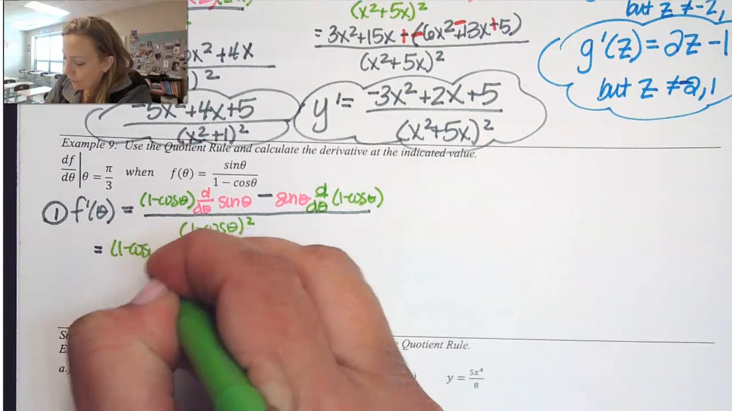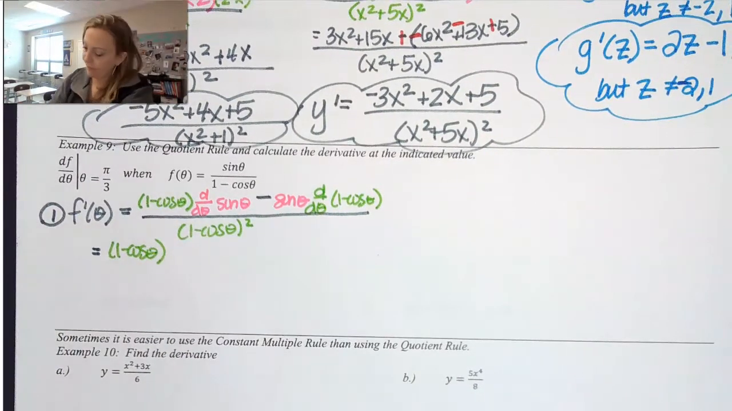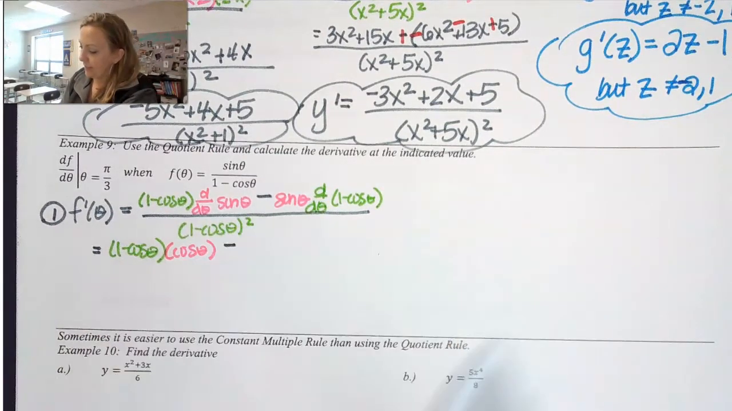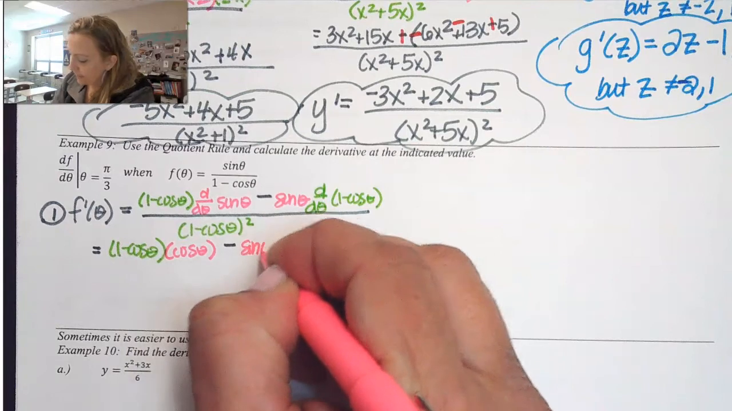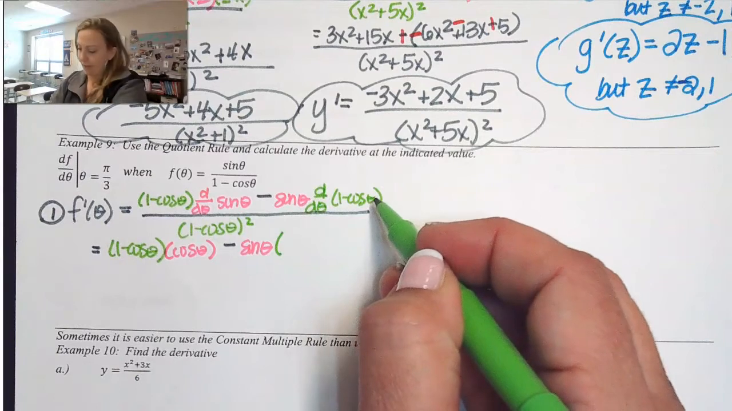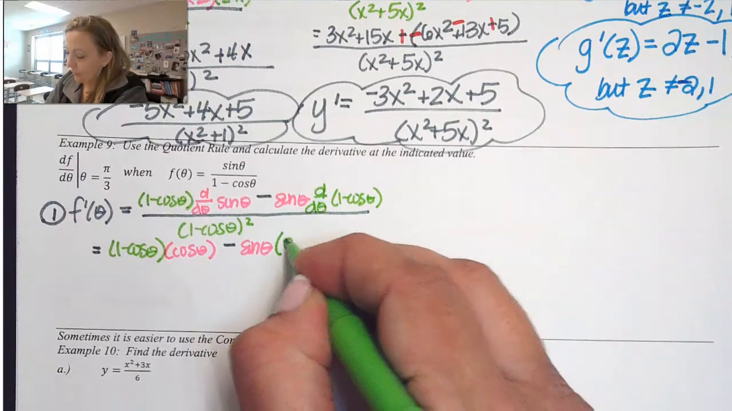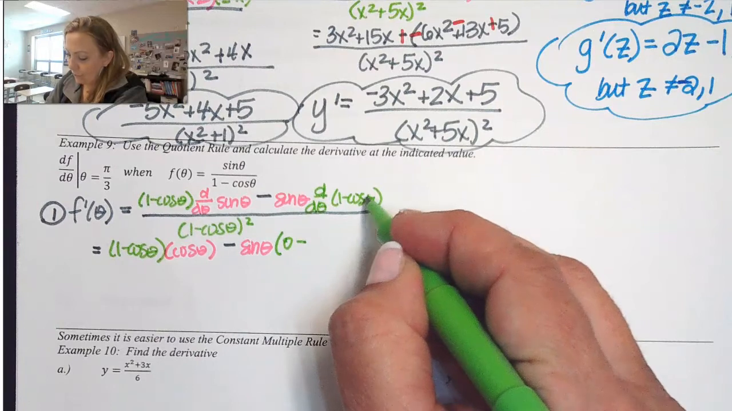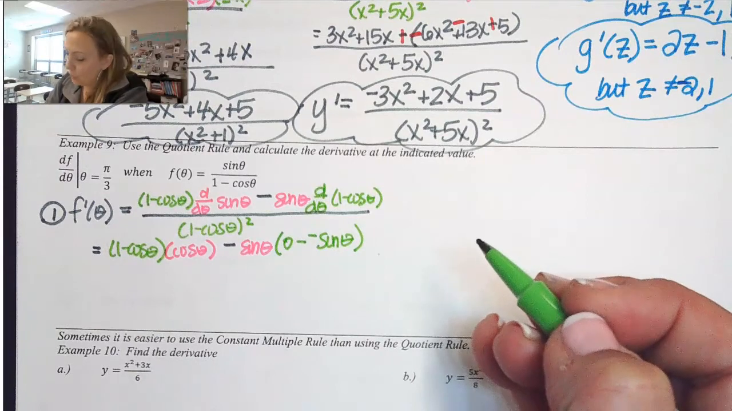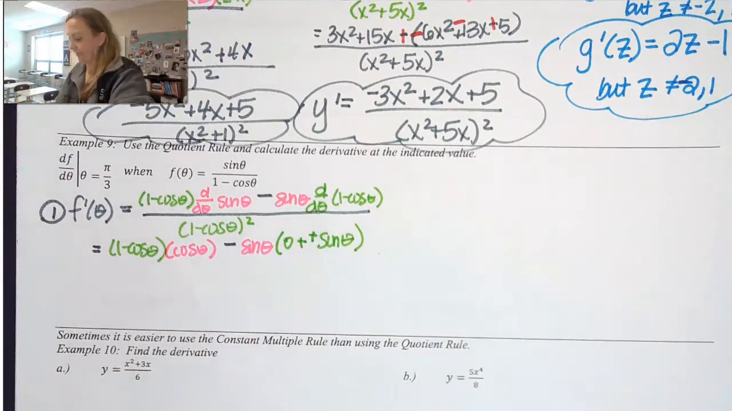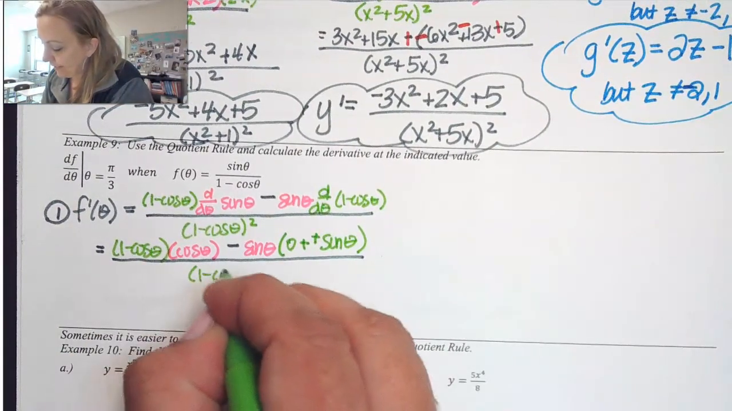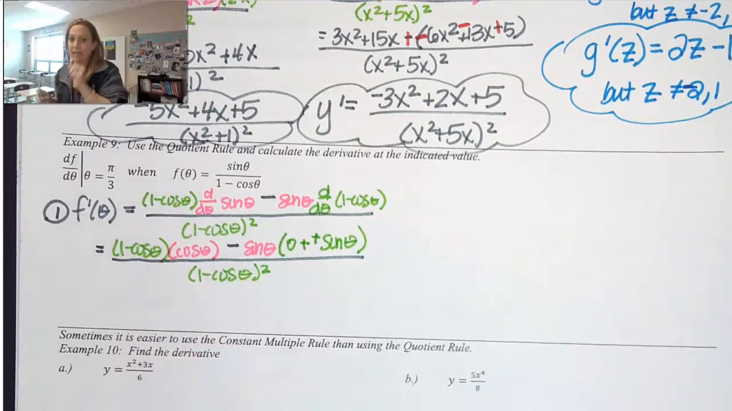So I have 1 minus cosine theta. The derivative of sine theta is just cosine theta, minus, and then I have sine theta times the derivative of 1 minus cosine theta. So that would be like 0 minus, and then the derivative of cosine theta is negative sine theta. So that ends up being positive sine theta. And then of course down here we still have 1 minus cosine theta, that quantity squared.